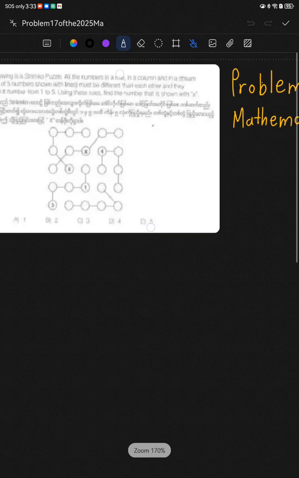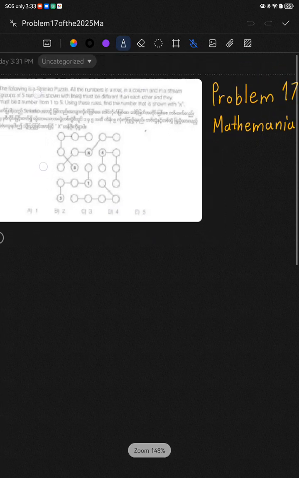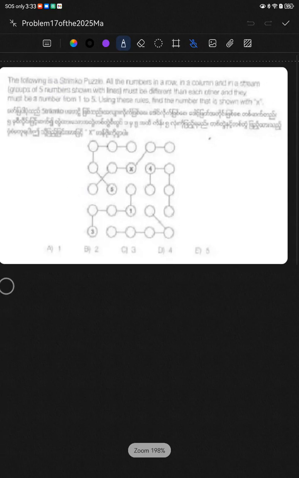Let me zoom in a little quick. If you can wait. There we go. The following diagram is a stream code puzzle. All the numbers in a row, in a column, and in a stream, that is the groups of 5 numbers shown with lines, must be different from each other, and they must be a number from 1 to 5. Using these rules, find the number that is shown with X.